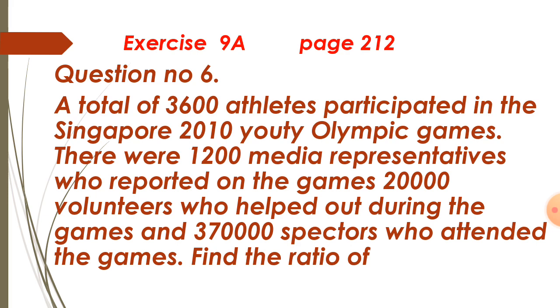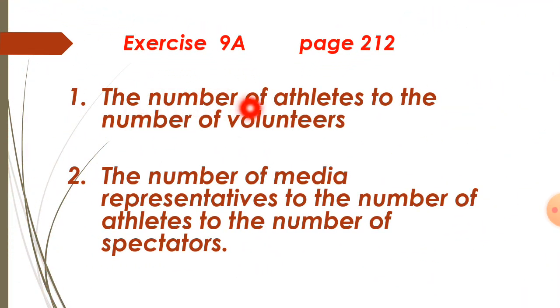So we have to find the ratio over here. It has two parts. First, the number of athletes to the number of the volunteers. Second, the number of the media representatives to the number of the athletes to the number of the spectators. So we have to find these two. The first one has the number of the players and the volunteers. And in the second, we are going to find the number of the media representatives, the number of the players, and the number of the people who were watching the game.